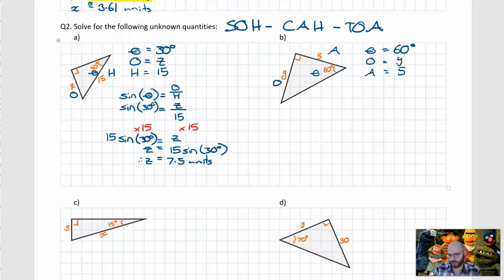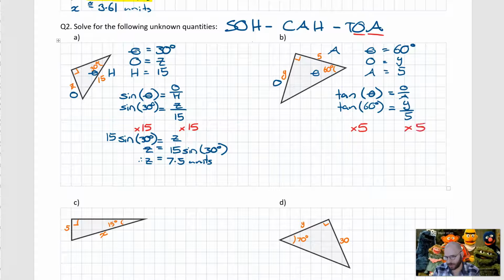Now we need to decide what we have and what we can do. So we've got the opposite and the adjacent. So we're using TOA. So we go tan theta is equal to the opposite over the adjacent. Now substituting in our values, we get tan 60 degrees is equal to y over 5. Now to solve this, we need to rearrange such that y becomes the subject. So I multiply both sides of the equation by 5, and that's going to yield 5 tan 60 is equal to y.